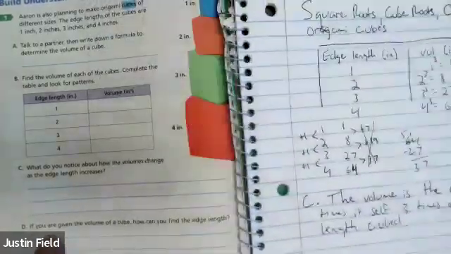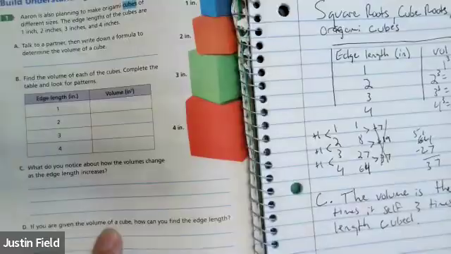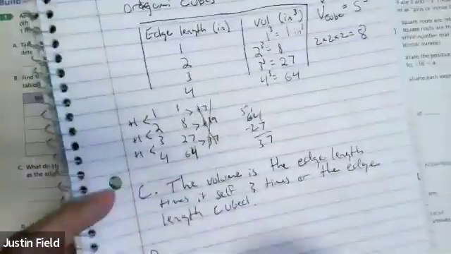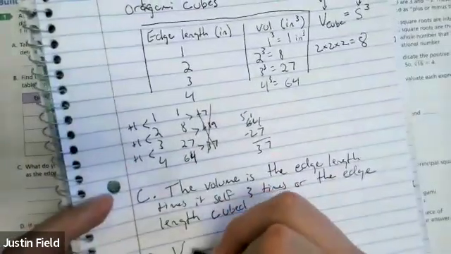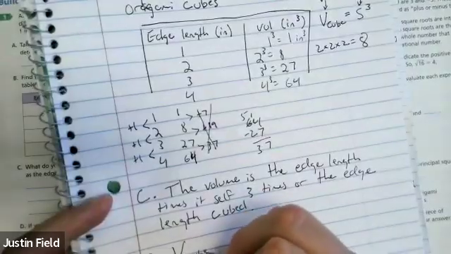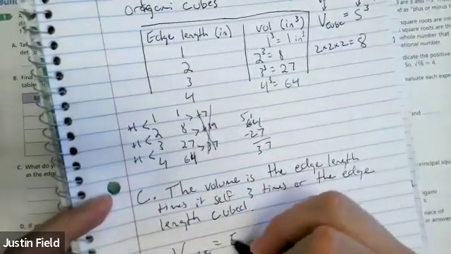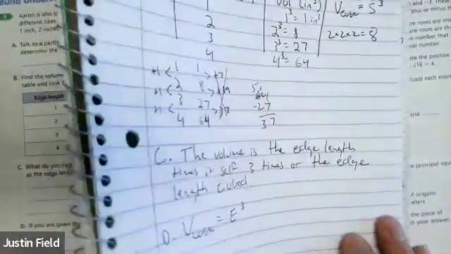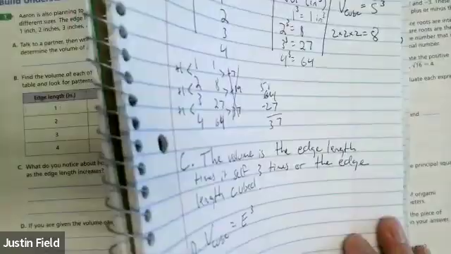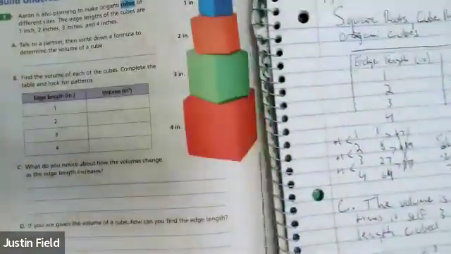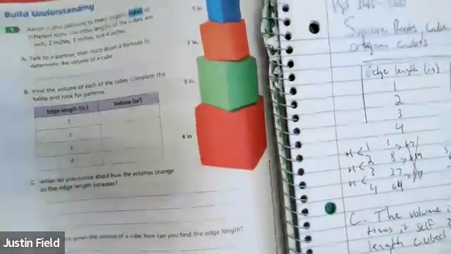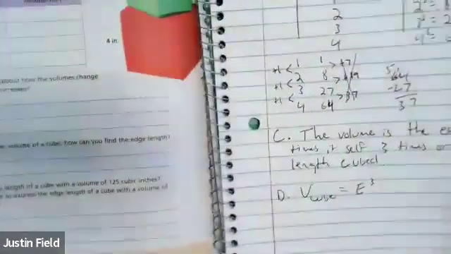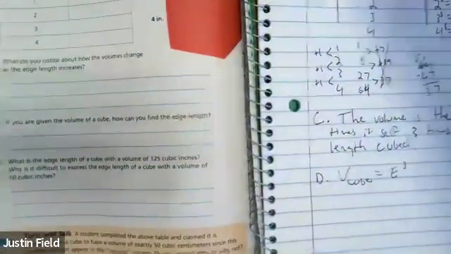So D, it says, if you are given the volume of a cube, how can you find the edge length? The volume of a cube, as I already said, is the edge length cubed. I don't know if it wanted me to do something different in the table, but anyway. Now the most important question on the page is E right here.